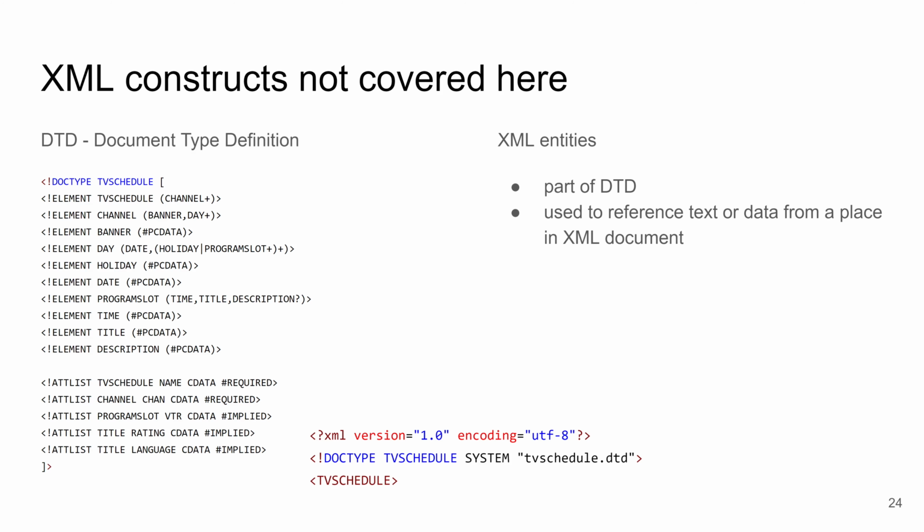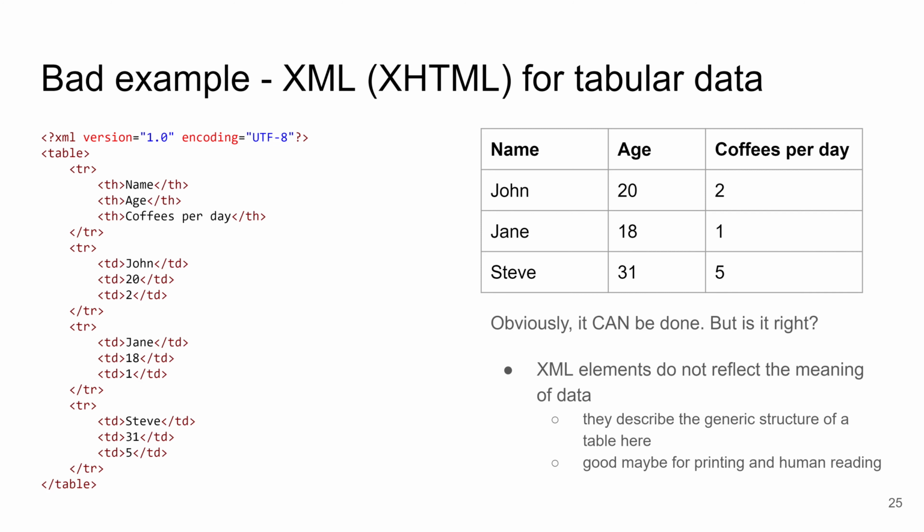And then XML entities: we have seen some predefined XML entities, and you can define your own within a DTD to be used in your XML documents. But again, we won't go into that detail. So this covers more or less the XML syntax. Now let's take a look at where we can apply XML with advantage, and where it is not so good an idea to apply XML.